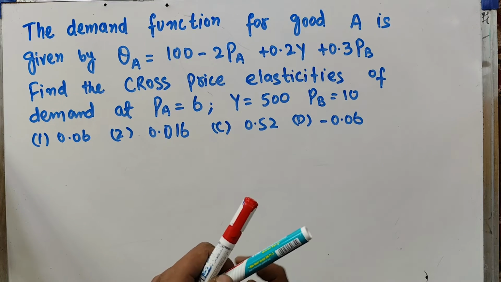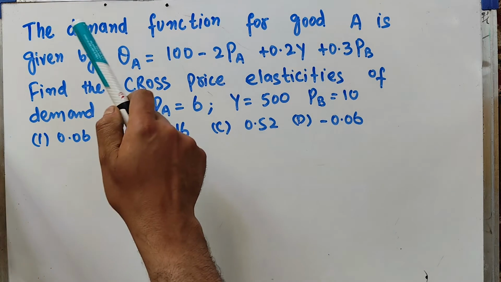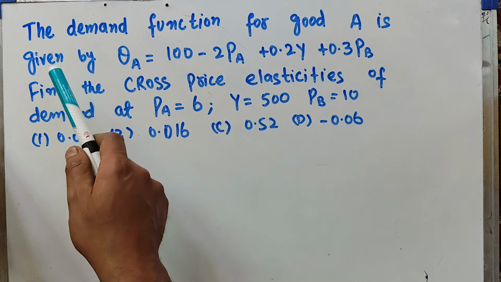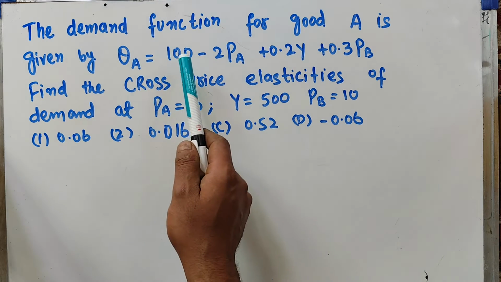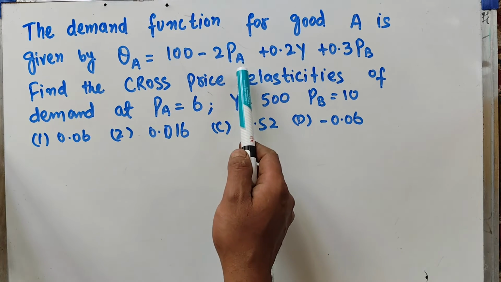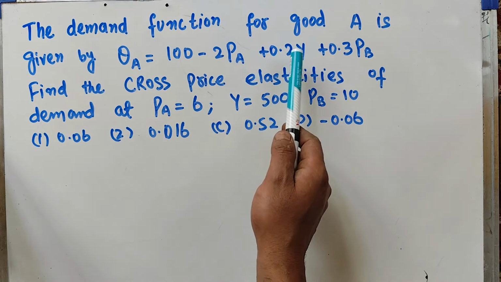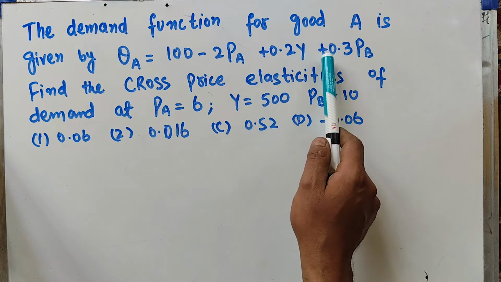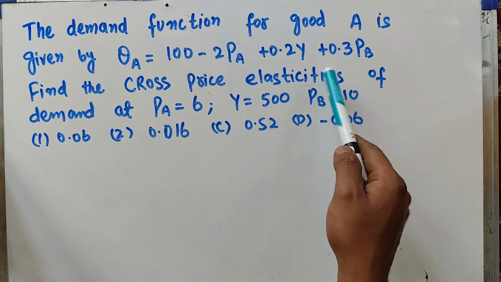Let us solve a question on cross price elasticity. The question is, the demand function for good A is given by, that is, quantity demanded of good A is equal to 100 minus twice the price of good A plus 0.2 times the income of the consumer plus 0.3 times the price of good B.